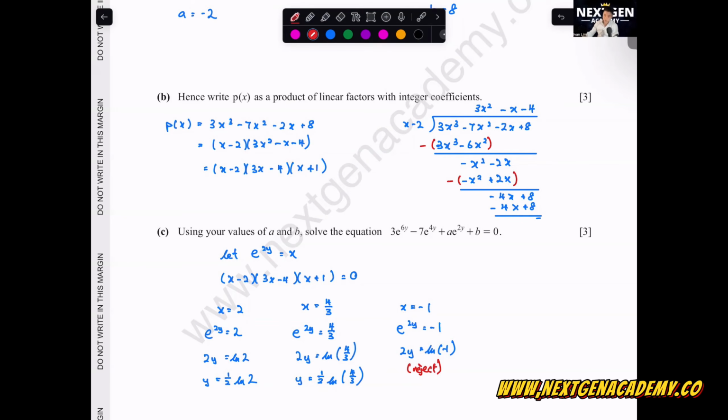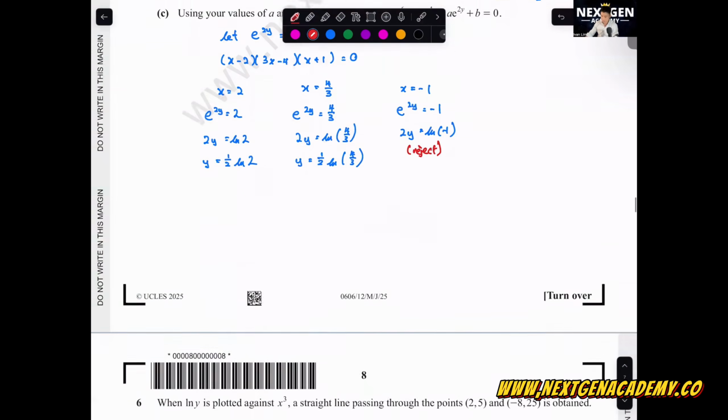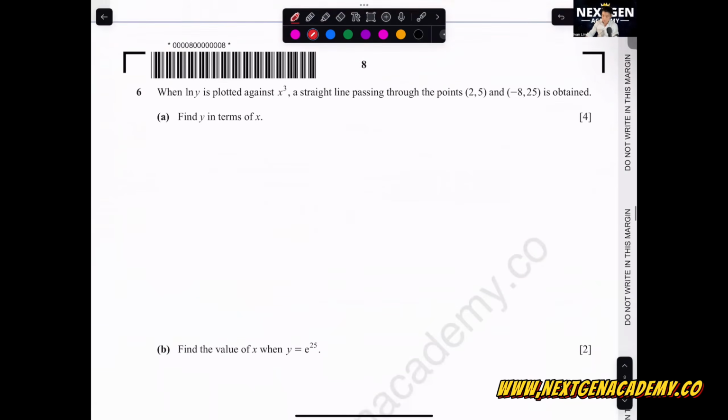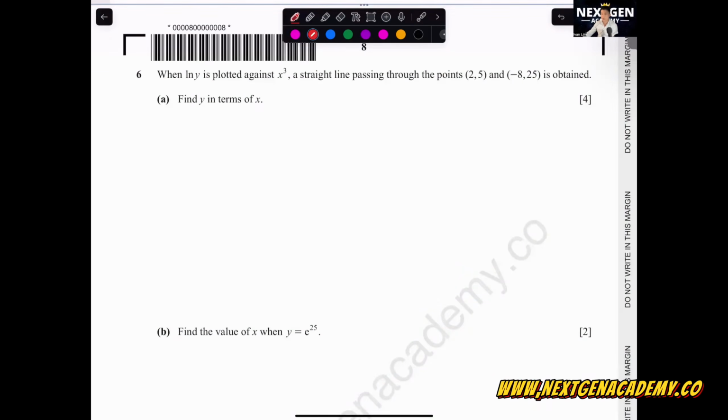Okay, let's move on to question number 6. This is a straight line graph. I call it the big Y equals to m big X plus C question. There are three main questions here, three main steps. When ln y is plotted against x cubed, a straight line passing through (2, 5) and (-8, 25) is obtained. Find y in terms of x.